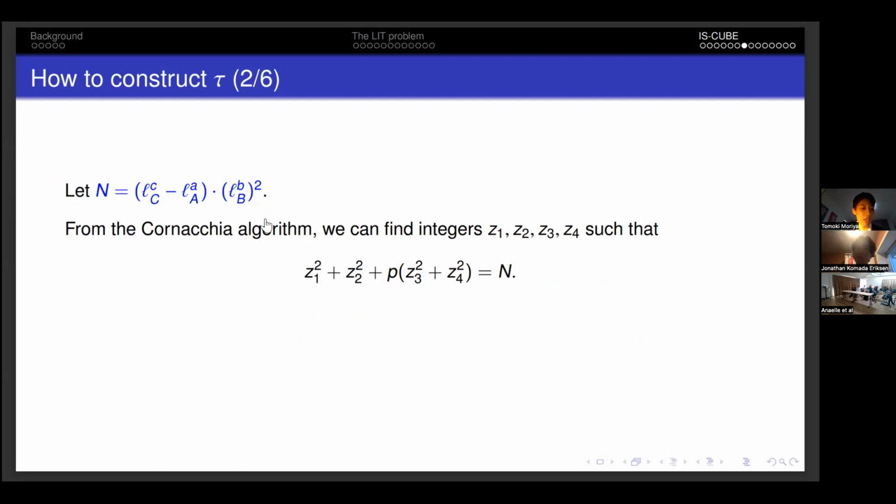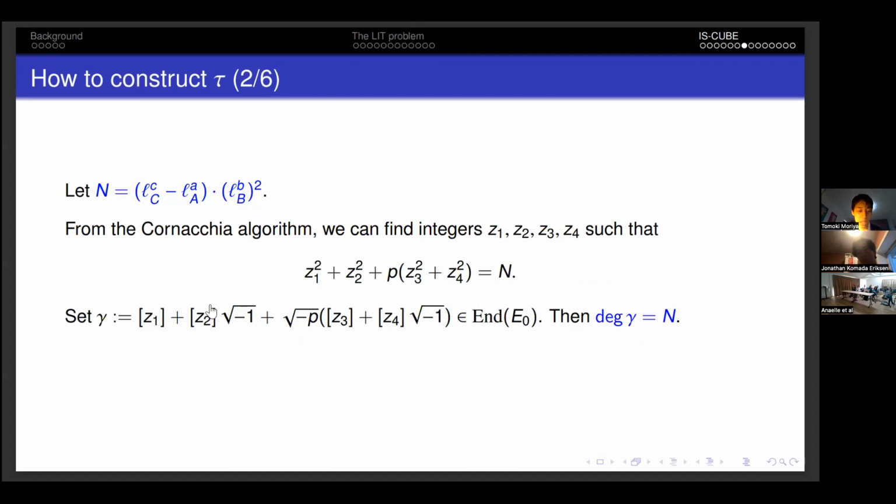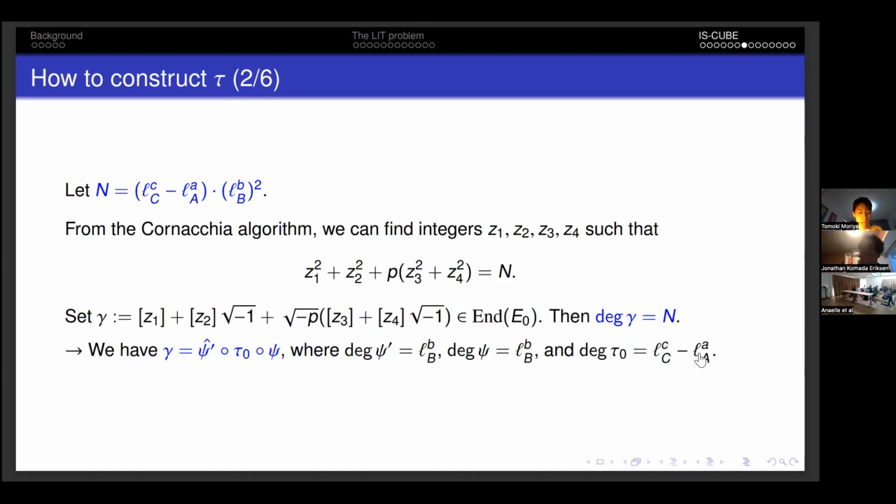So how do we compute tau? First, we take the large integer n defined by (L_C^C minus L_A^A) times L_B^B squared. Then using the Kronecker algorithm, we can find integers z1, z2, z3, z4 such that z1 squared plus z2 squared plus q times z3 squared plus z4 squared is equal to large N. By using these values, we can find the endomorphism gamma of E0, and the degree of gamma is equal to large N. And it is easy to see that gamma is separable.